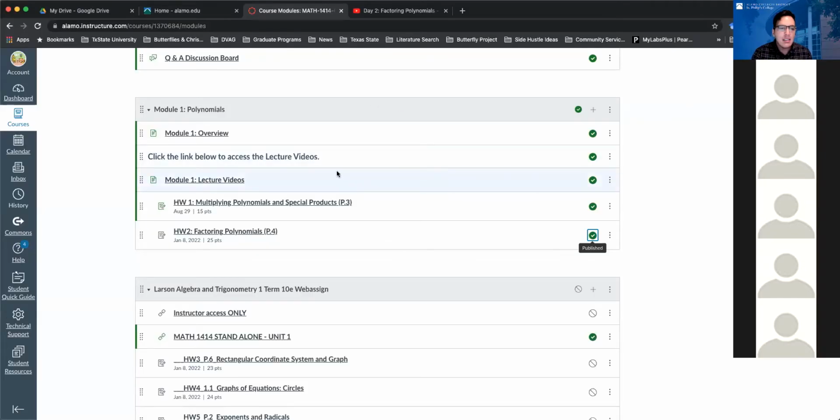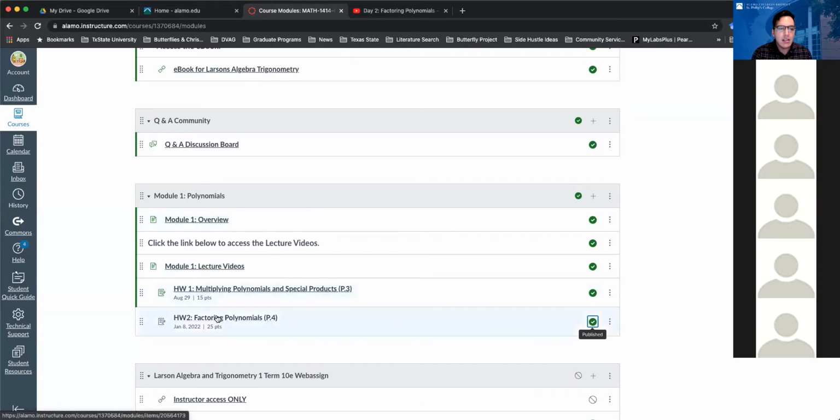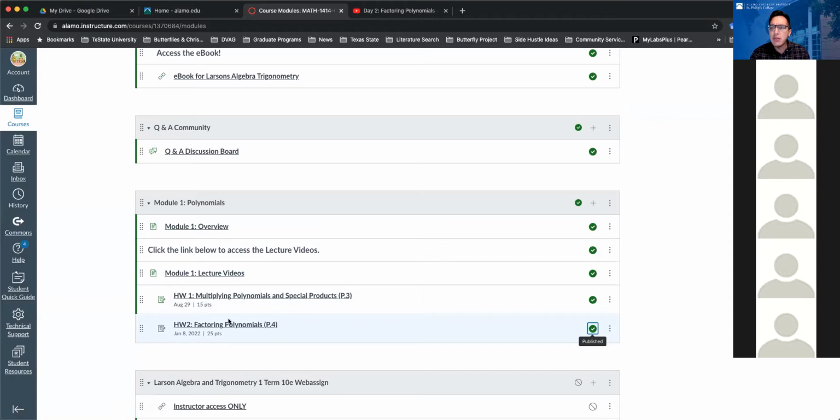What you guys should see in Canvas when you log in, just to jump in really quick to show you there. What we're covering today is factoring polynomials, which is section P4. So if you need to reference that in the textbook and the ebook, then you will look at the prerequisite chapter, section P4.